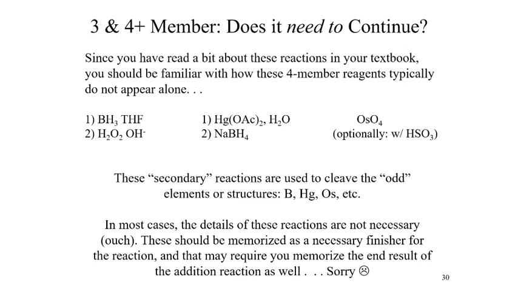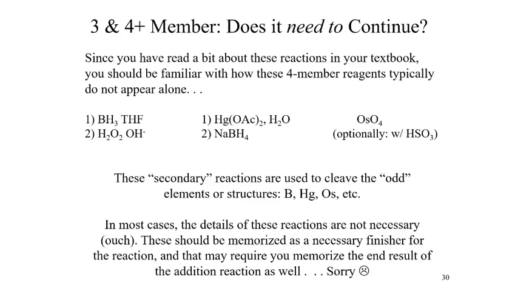What you need to know is that when you see BH3, it needs to be followed by peroxide, and it finishes the reaction for you. When you see mercury, it needs to be followed by our sodium borohydride. When you see osmium tetroxide, sometimes you may see it with HSO3. You might also see it with peroxide. You might also see it with water. We'll talk about that with the OsO4. So you might be seeing these secondary finishers for a reaction. You are responsible for knowing those.